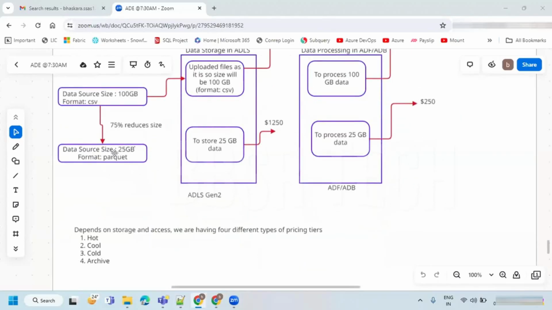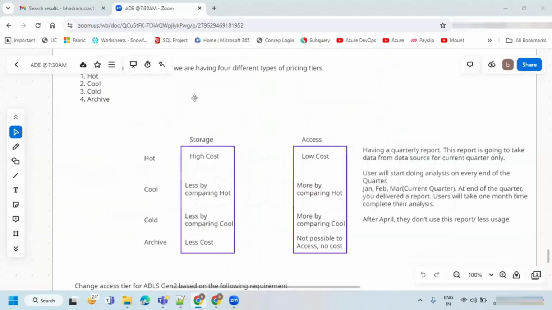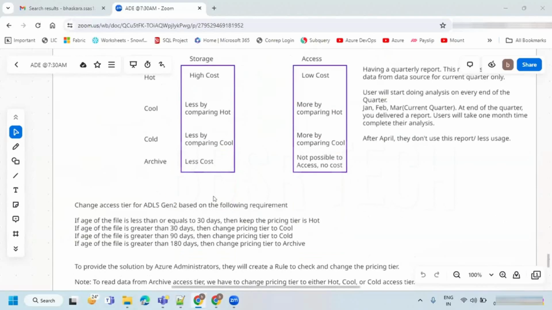The market is looking to keep files in the .parquet format to reduce the size of the file. When the size is reduced, we can reduce the cost of storage and the cost of processing, and it also improves performance. We also came across different access tiers, depending on your storage and access, and which one is better. All of this is handled by administrators, so we do not have to worry about it. If you are appearing for the DP-203 certification, this will be helpful.